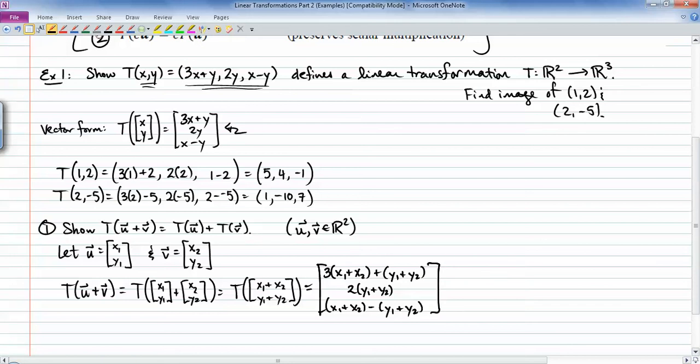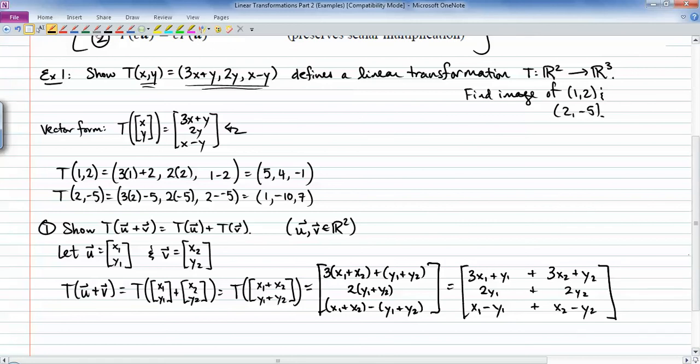Okay. And the goal is to get T of u plus T of v. So I need to kind of split up my 1s and 2s. So this is going to turn into 3x1 + y1 + 3x2 + y2. And then I've got 2y1 + 2y2. And then I've got x1 - y1 + x2 - y2.